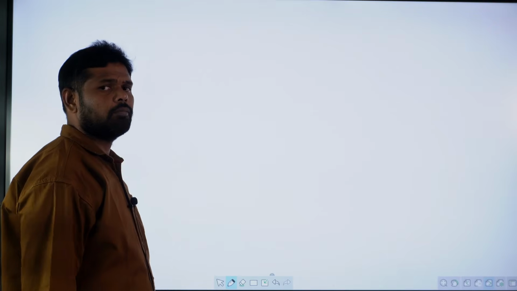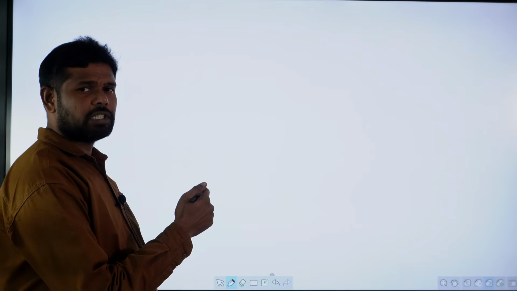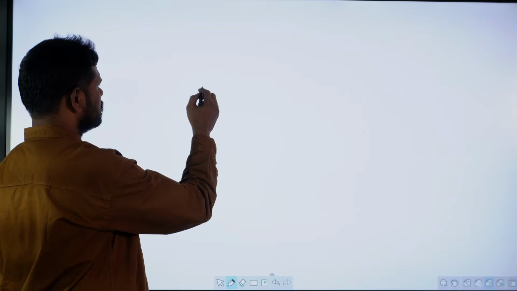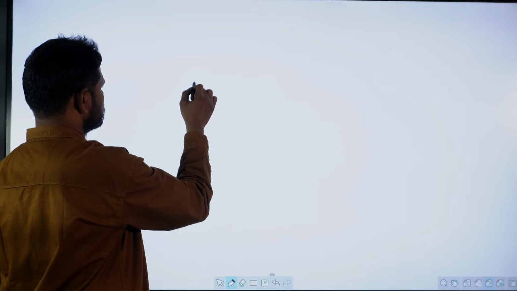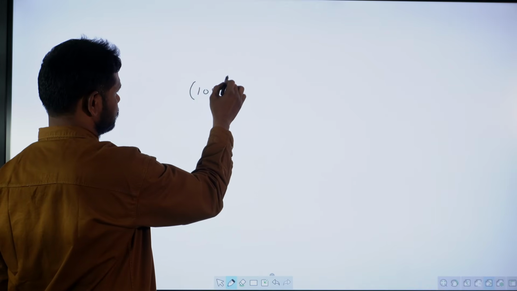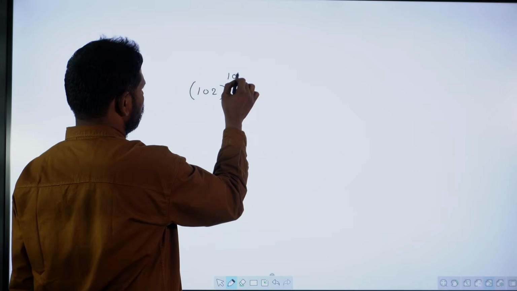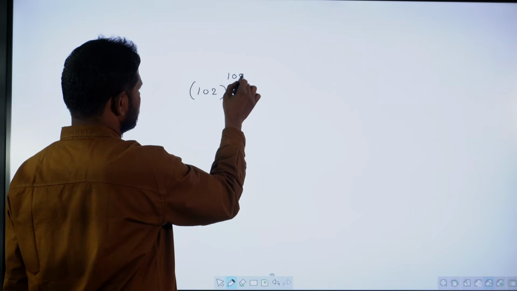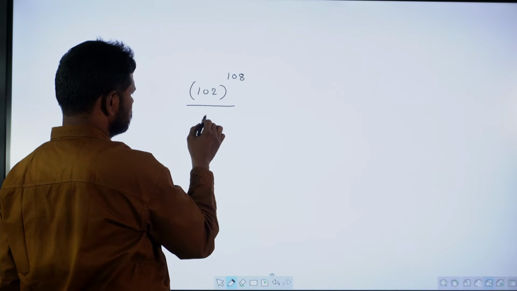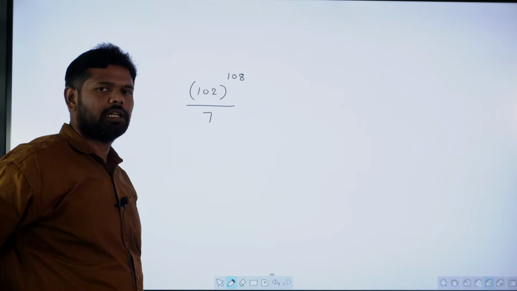Next. In powers also, I already said. So many questions are framed like that. So suppose now the question is 102 whole power 108 divided by 7. What is the remainder?